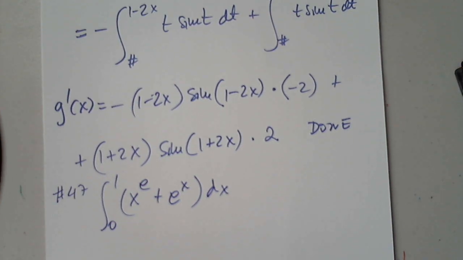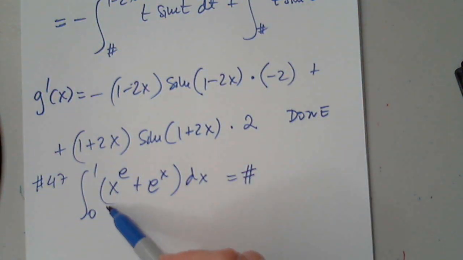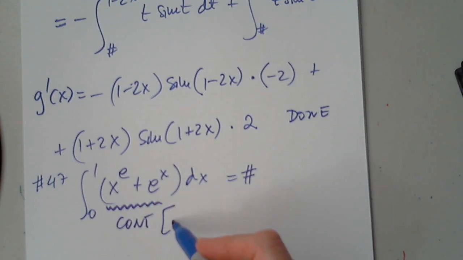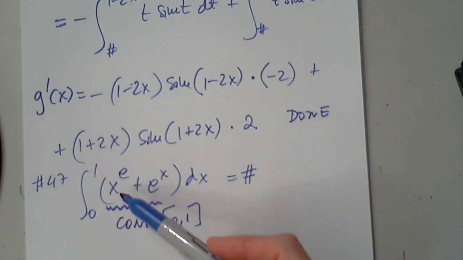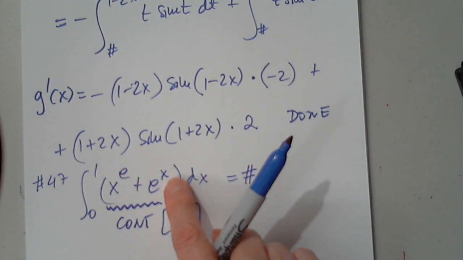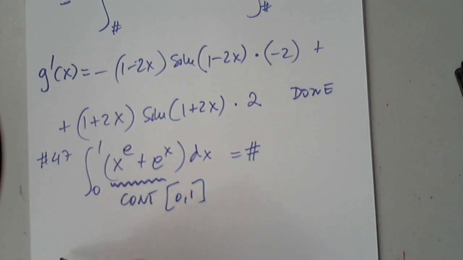So we have the integral from 0 to 1 of x to the e plus e to the x dx. Perfect. It's a definite integral. I know the answer has to be a number. I have to make sure that this function is continuous on [0, 1]. This is a polynomial function, continuous everywhere. E to the x, friendly function, continuous everywhere. So then no issues here.